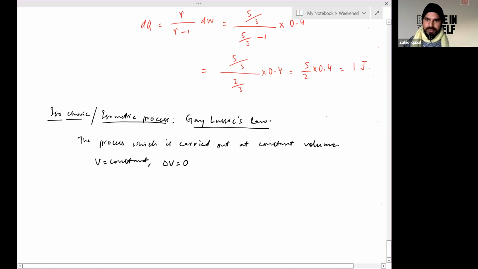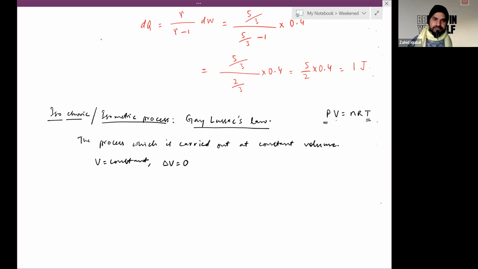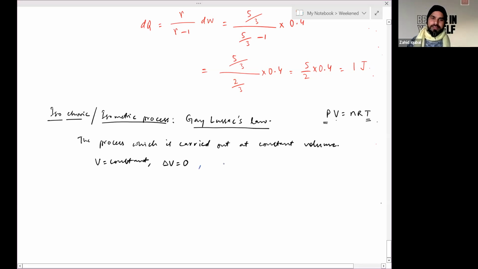According to ideal gas equation, PV is equals to nRT. So if volume is constant, pressure and temperature will be directly proportional to each other. So we can say pressure directly proportional to temperature. So P1 divided by T1 must equals to P2 divided by T2. This will be termed as equation of state for this isochoric or isometric curve.